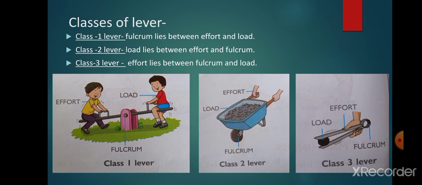Next is class 2 lever. In this, the load lies between the fulcrum and effort, and we can see it in cases such as wheelbarrow and bottle opener. And in class 3 lever, the effort lies between the fulcrum and load, and for example we can see it in cases of tongs and shovel. So these are the three classes of lever.